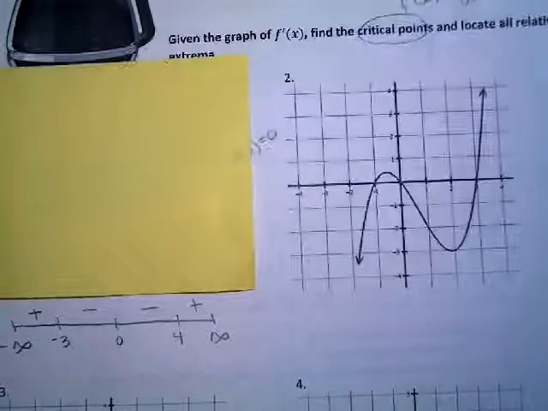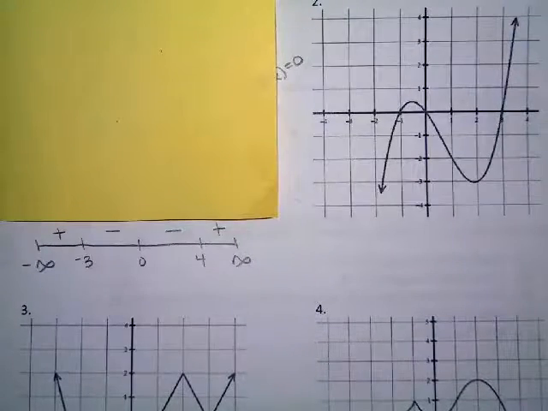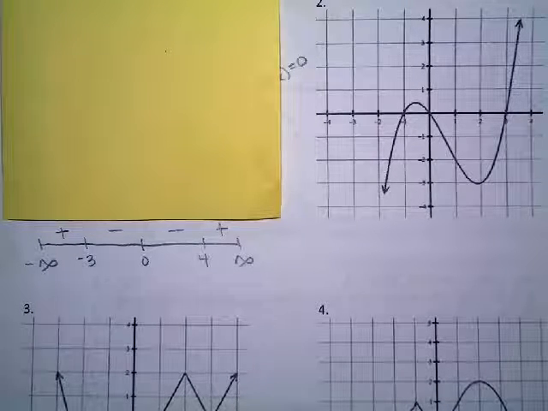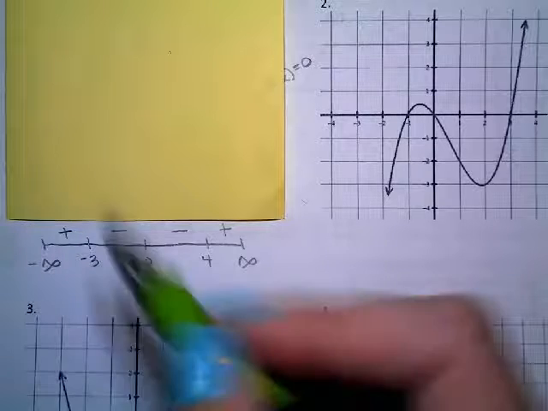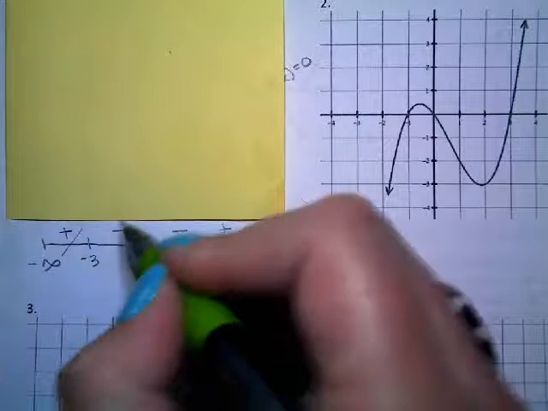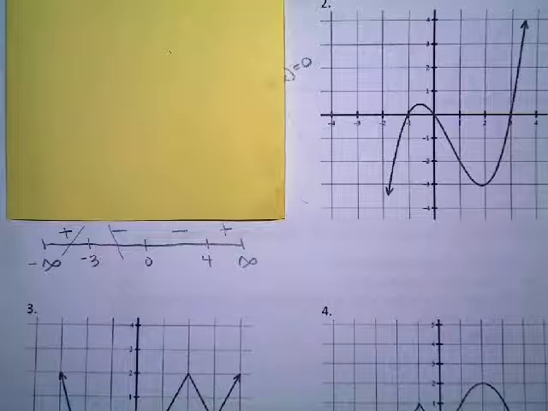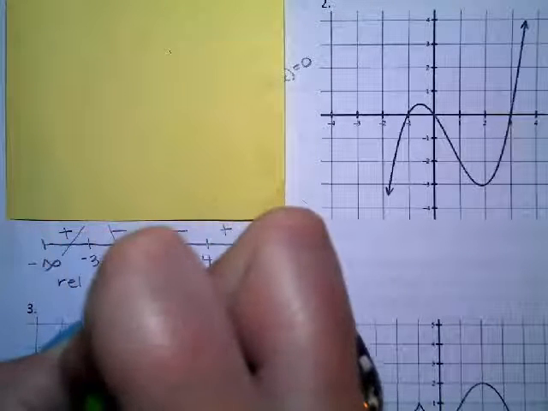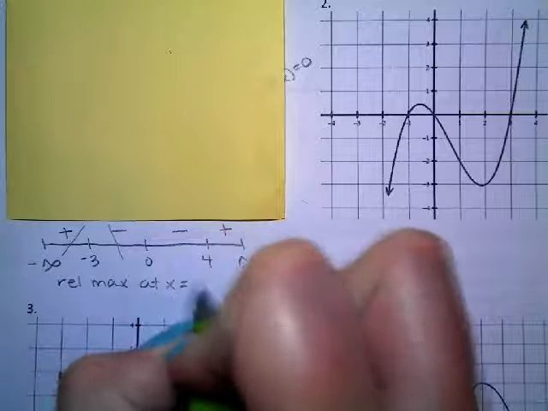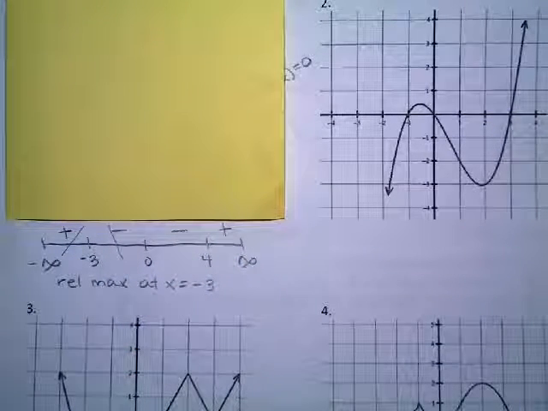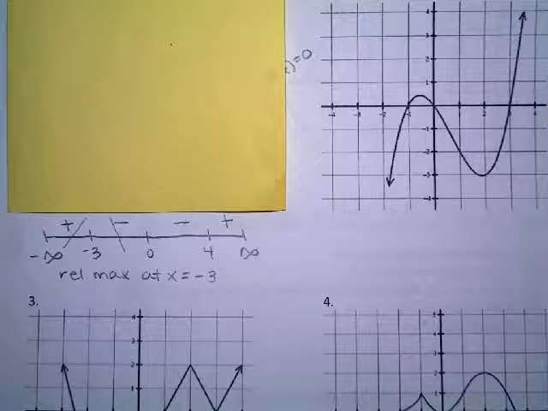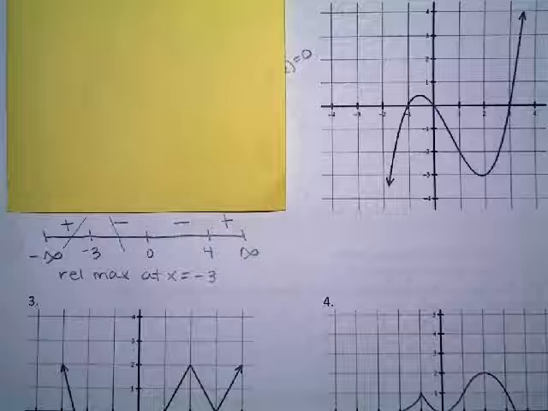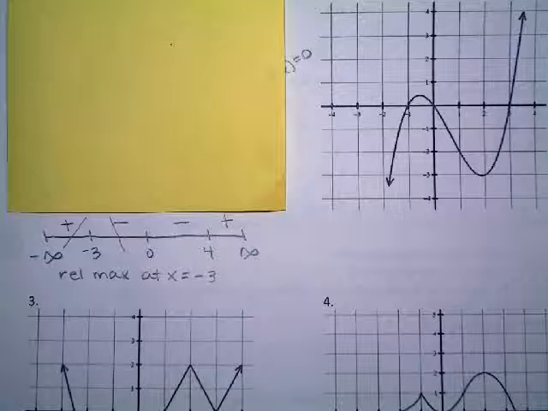If you look at your sign chart, how can we see where it switches from increasing to decreasing? How do you see that on a sign chart? Positive to negative. So we can see increasing, decreasing. So where's our relative max? Negative 3. So our conclusion is relative max at x equals negative 3. I don't know what the y coordinate is. I don't have enough information for that. But I do know there's a relative max at negative 3 because I've watched what happens with the derivative. It switches from a positive value to a negative value.